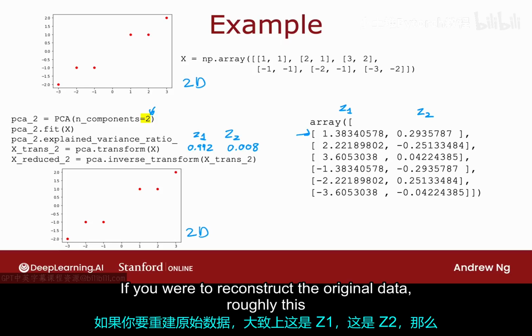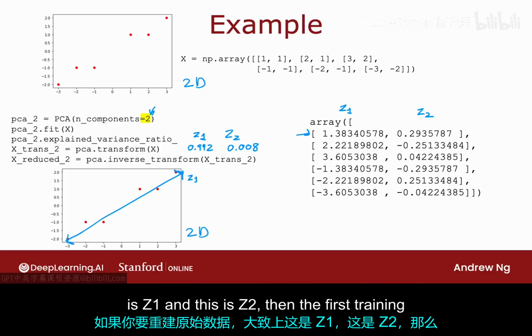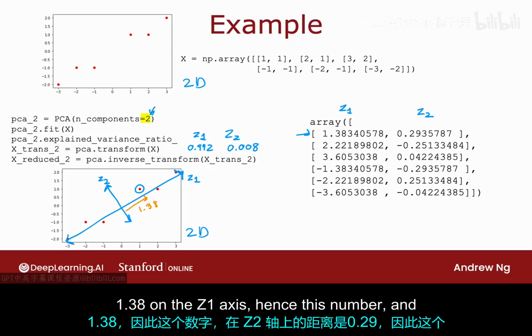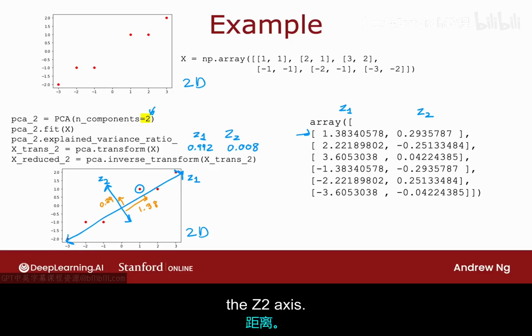If you were to reconstruct the original data, roughly this is Z1 and this is Z2, then the first training example, which was at 1, 1, has a distance of 1.38 on the Z1 axis, hence this number, and a distance here of 0.29, hence this distance on the Z2 axis.